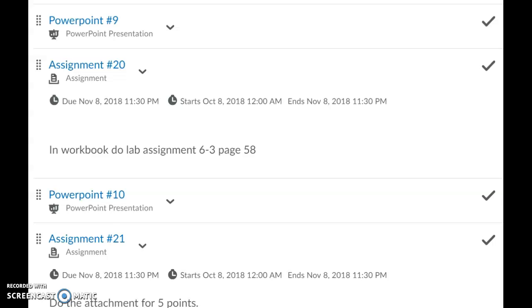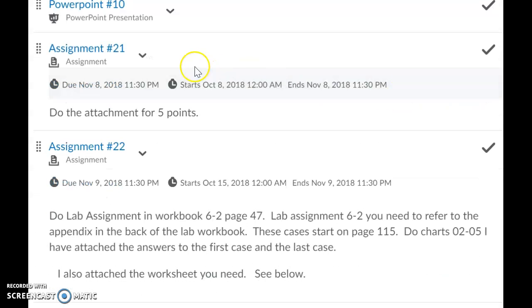You then also have 21 here. It's an attachment. This is for delinquency. Don't get stressed over it. It's easy math. I just want students to try. And if you don't get it, don't worry about it. If I see an attempt, you'll get the full 5 points.